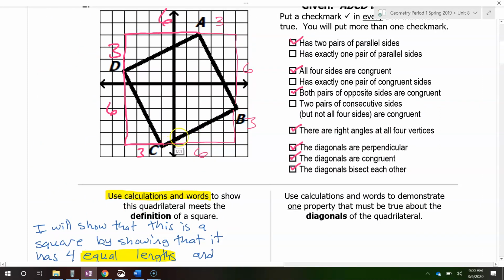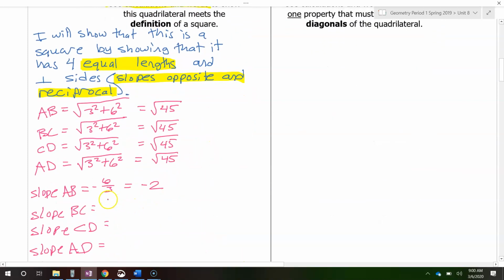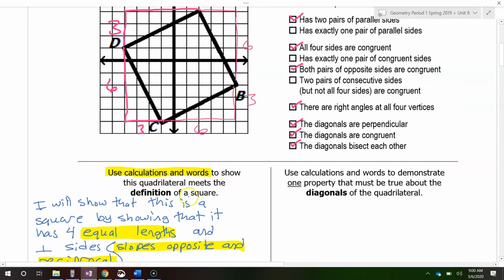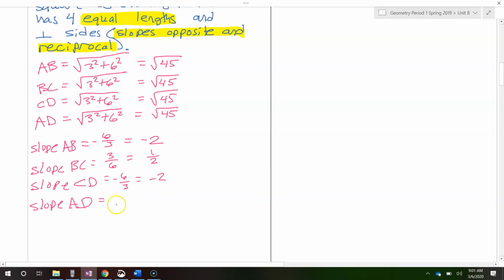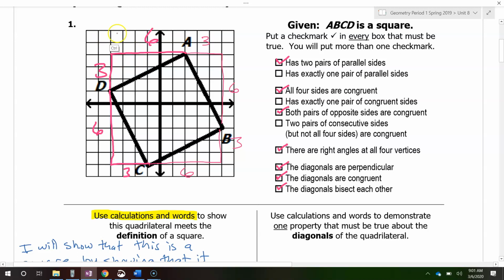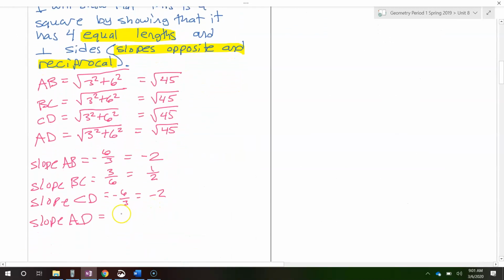All right, and then I glance at BC. Is BC positive or negative slope? Positive, because it's going uphill. Rise over run, that's 3/6, which of course simplifies to 1/2. And then CD is a negative slope. You see it's going downhill. There's your 6/3 again. Negative 6/3 again, which is -2 again. And AD, uphill, rise and run, that's 3/6. All right, positive 3/6. That's positive 1/2.